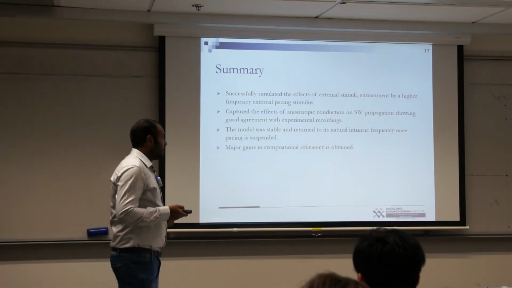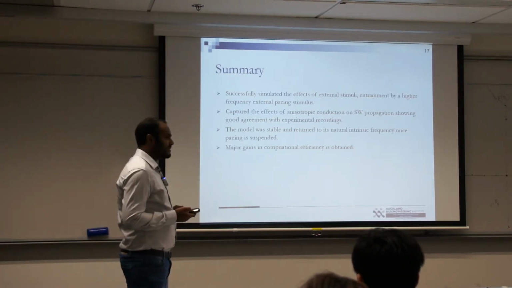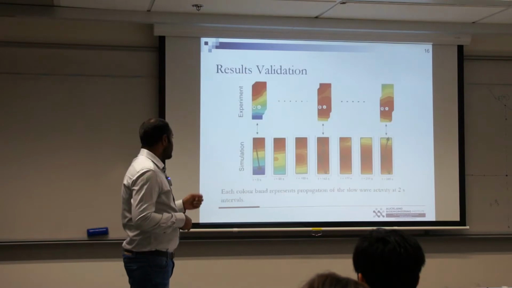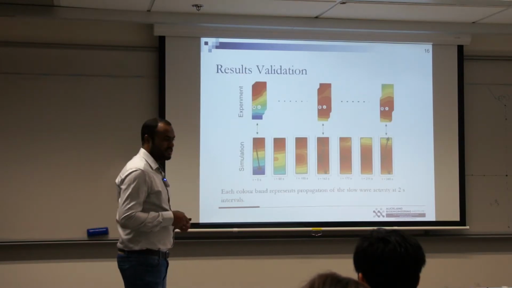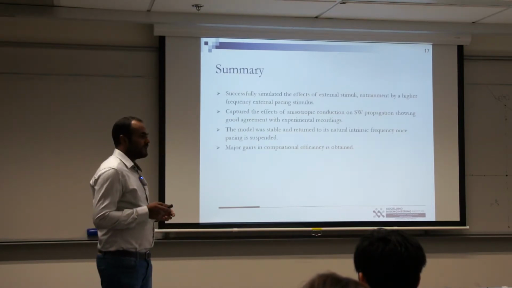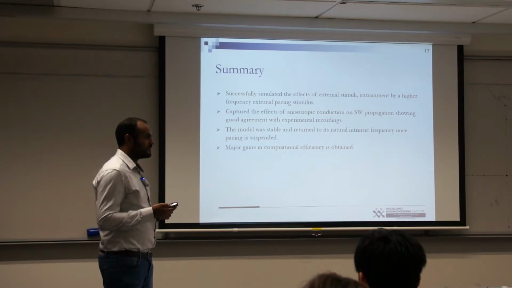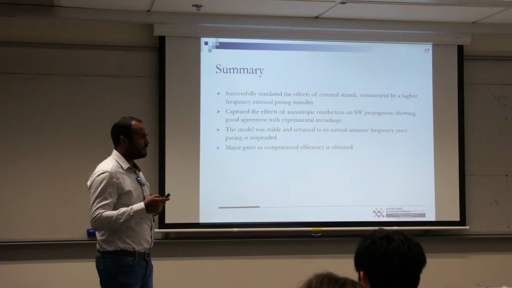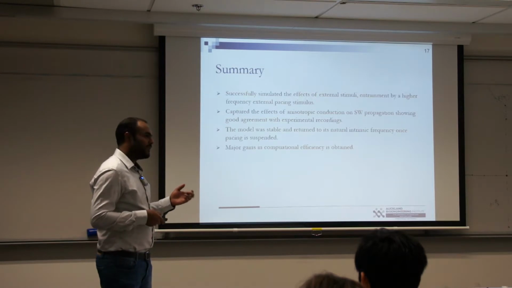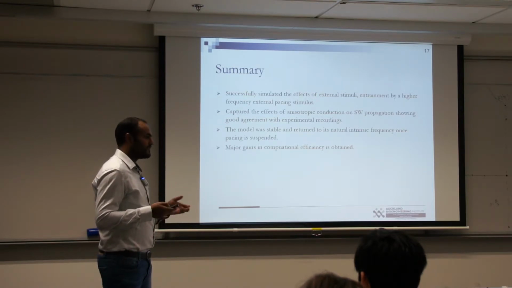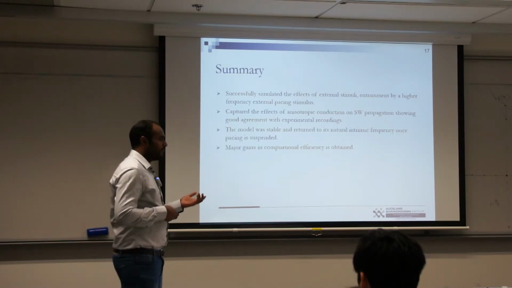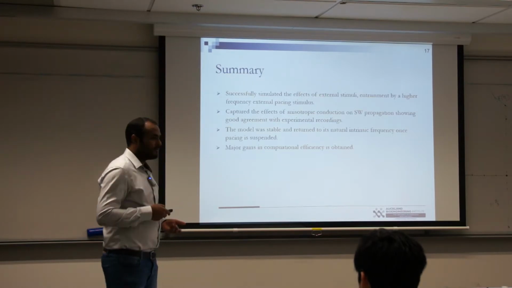So we successfully simulated external stimuli, entrainment by a higher frequency pacing stimulus. We captured the effect of anisotropic conduction over here. As you can see, in one direction it's quite fast compared to the other direction. Most importantly, the model was stable, because in normal cases the model parameters tend to deviate from the physiological parameters and cause stability issues. But over here the model is stable because we take into consideration the model variations and bring it back to the normal case. And also, most importantly, we obtained major gains in computational efficiency.